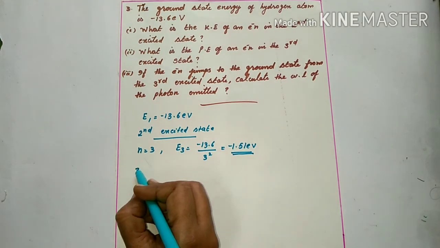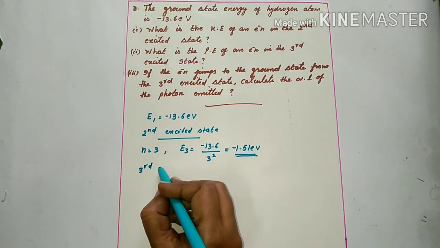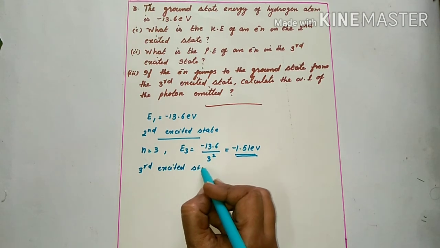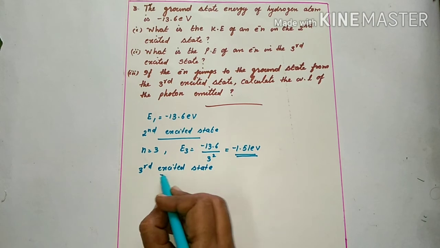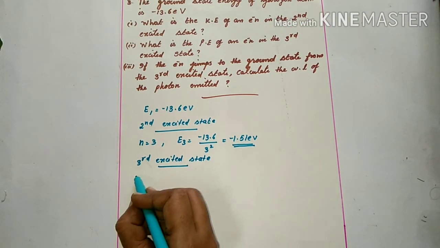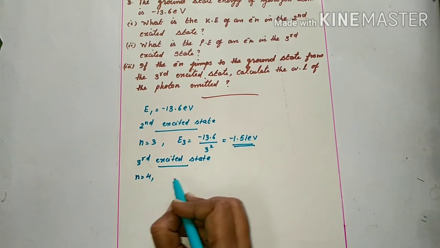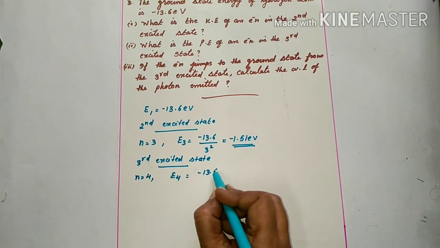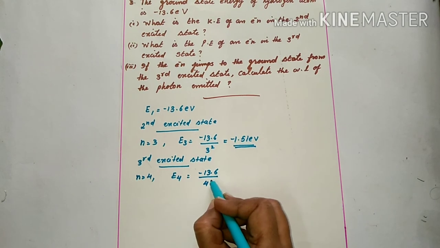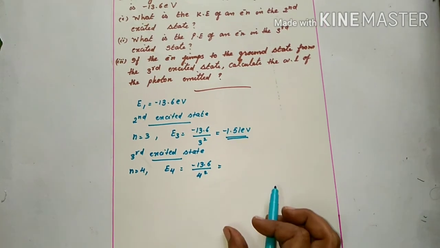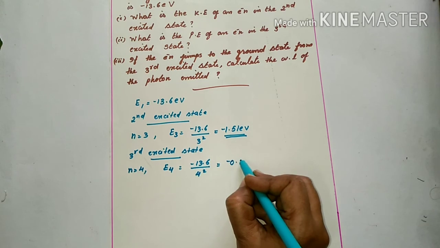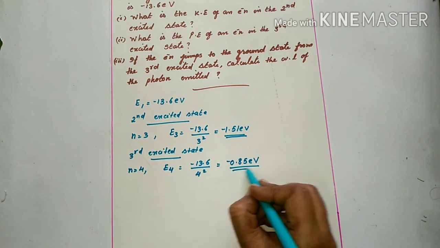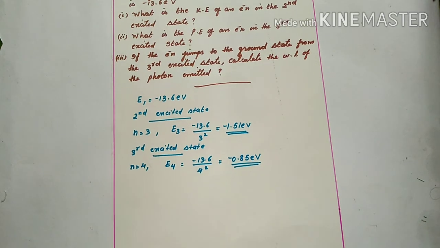Similarly for the third excited state, what is the total energy? So third excited state, orbital quantum number n equal to 4. So E4 equal to minus 13.6 divided by 4 square. So the answer is minus 0.85 electron volt. So this is the total energy in the third excited state.